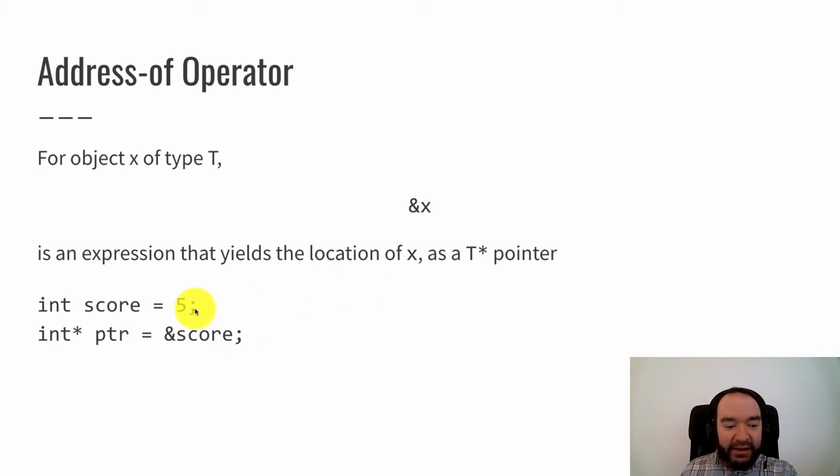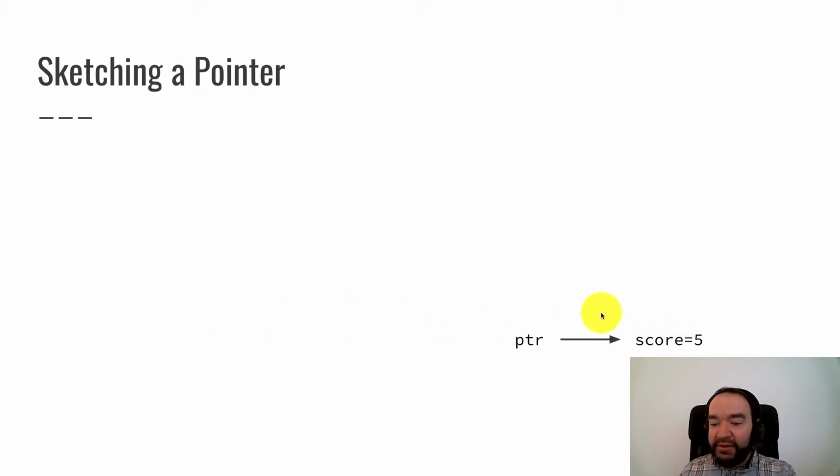We pronounce that the address of score. So find the location of score in memory. Whatever memory location that is, that's what ampersand score produces. And so at this moment, ptr is pointing at score. And here's how I would sketch this.